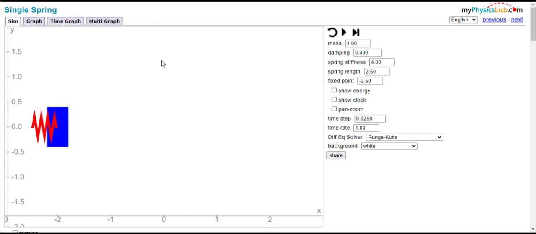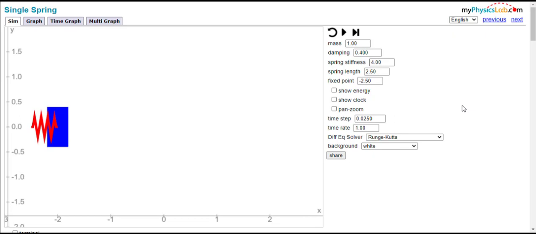Here, whatever you're watching on the screen is a simulation of a damped oscillator, and we have data inputs here. The mass value can vary, and here damping is nothing but the constant c, which is the proportionality constant of the drag force, and spring stiffness is nothing but the spring constant. Spring length and the remaining are not that important, right?